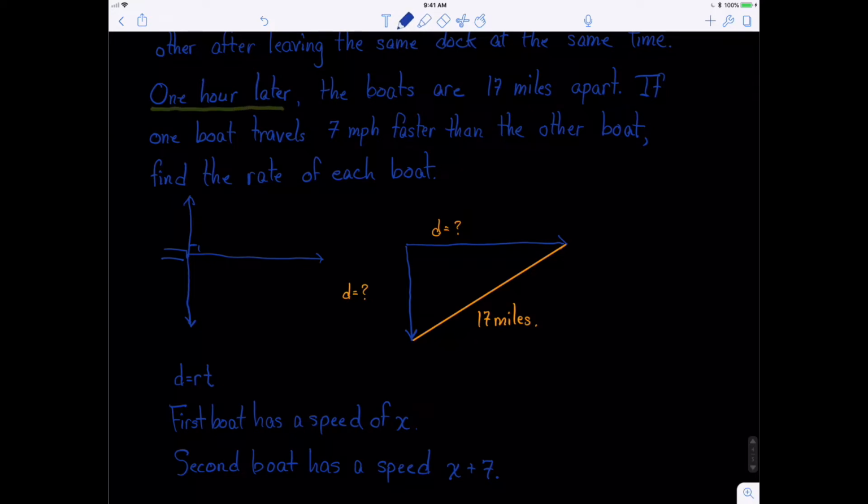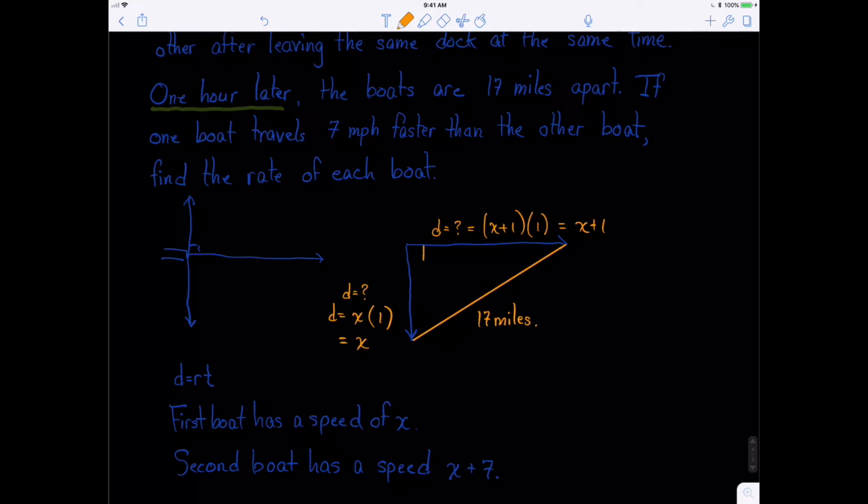So now we can actually write these distances. The distance of our faster boat is the rate at which it's traveling, x plus 7, times the amount of time, 1. And the distance of our slower boat is the rate at which it's traveling, which is x, times the amount of time, which is 1. And so now we have the distances for the boats: one of them is x plus 7, and the other one is just x. But now we've also got another piece.